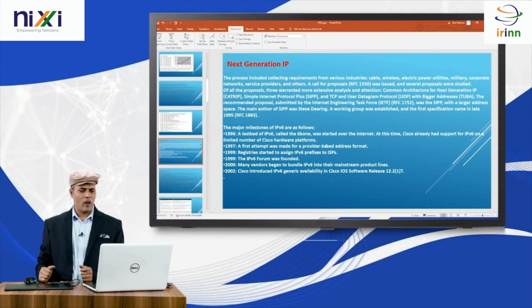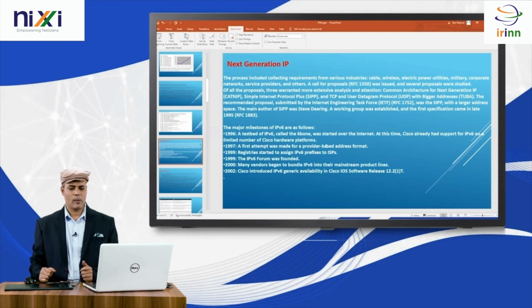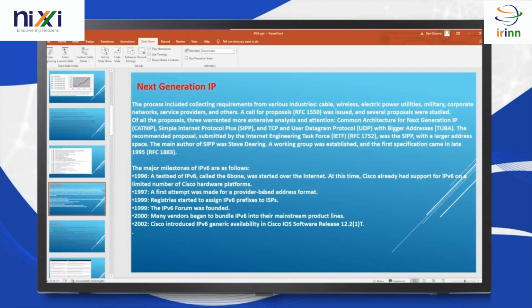The major milestones of IPv6 followed. In 1996, the IPv6 testbed called the 6bone was started over the internet. At this time, Cisco already had support for IPv6 on a limited number of Cisco hardware platforms. In 1997, a first attempt was made at a provider-based address format. Registrars, or we can say registries, started to assign IPv6 prefixes to ISPs. Then in 1999, the IPv6 Forum was founded, and in 2000, many vendors began to bundle IPv6 into their mainstream product lines. In 2002, Cisco introduced IPv6 general availability in Cisco IOS software release 12.2(1)T.